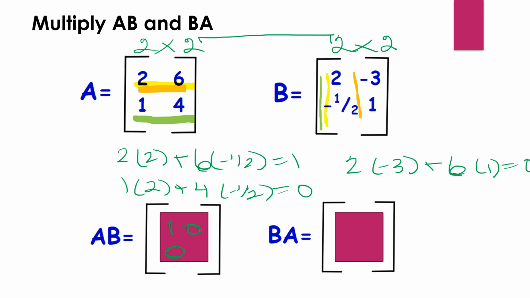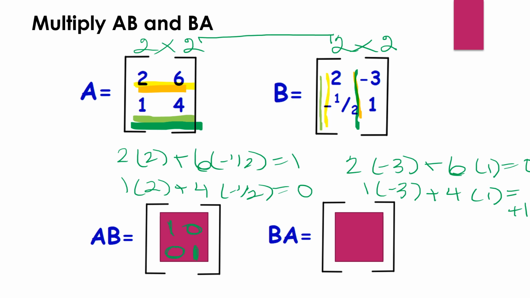And lastly for this one, we're going to take row 2 and multiply it by column 2, and that would give us 1 times negative 3 plus 4 times 1. So negative 3 plus 4 gives us positive 1. All right, so those are the elements of AB.